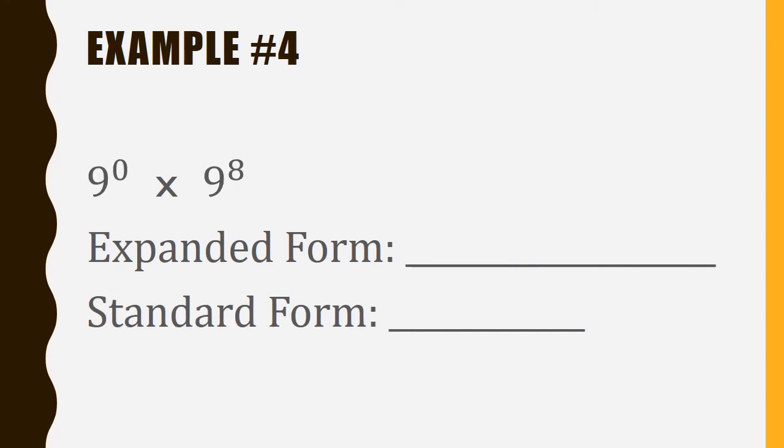Example 4, something strange is happening here. We have 9 to the 0 power. Now recall your power of 0 rule. Any number to the 0 power is the same as taking that number and dividing it away. 9 divided by 9 is equal to 1. So 9 to the 0, we actually don't have to write that one at all because multiplying by 1 does not change the value.